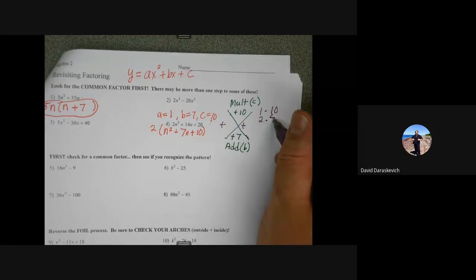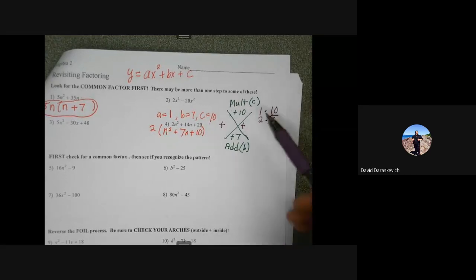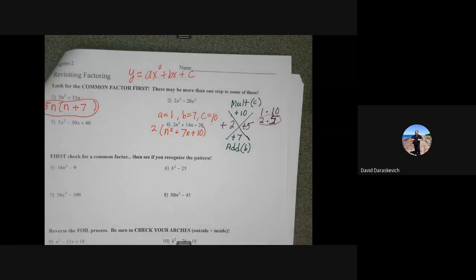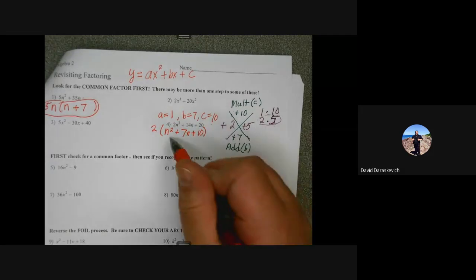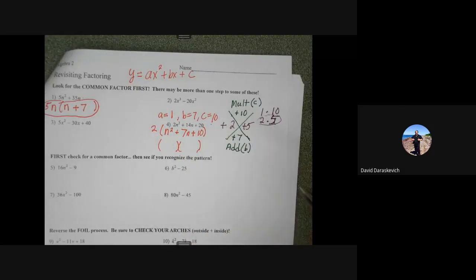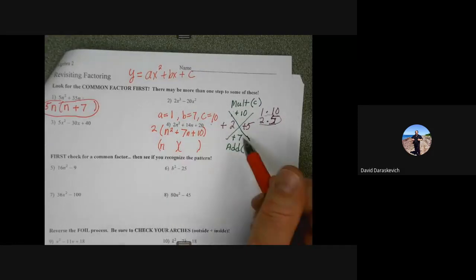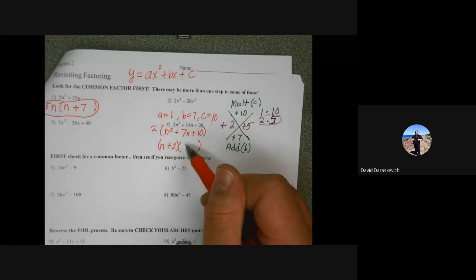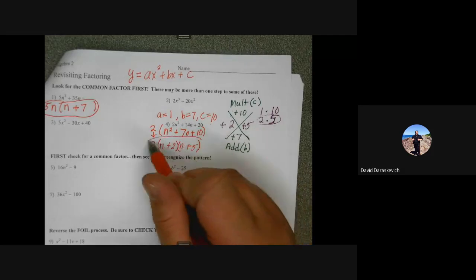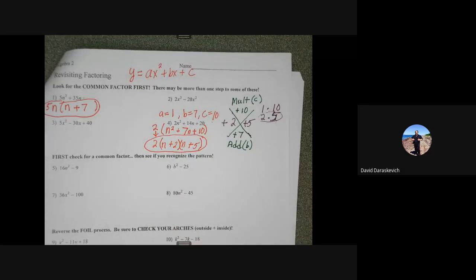And, oh, this should be a 5. And look, that means I'm going to be adding these numbers together. And the two factors that add up to 7, obviously, are the 2 and the 5. So those become my factors for this trinomial. Okay, I have n plus 2, and then n plus 5. Don't forget to bring down the common factor we took out. And there's my answer.